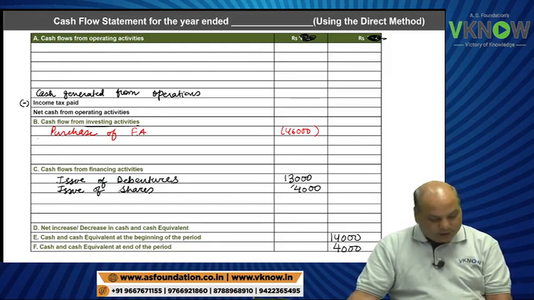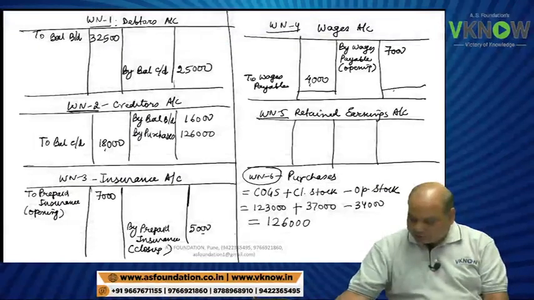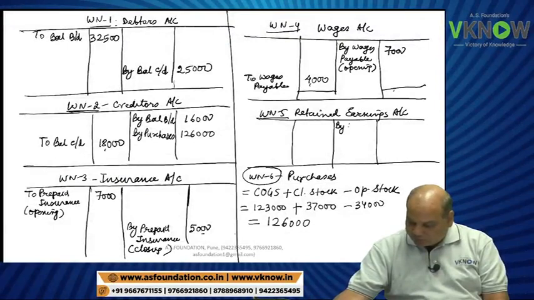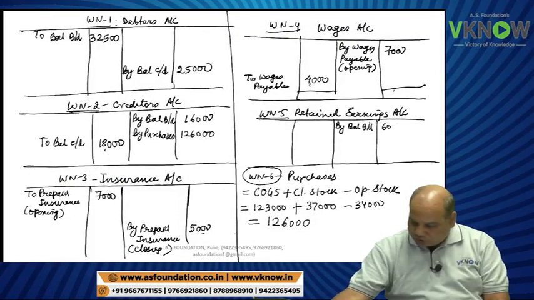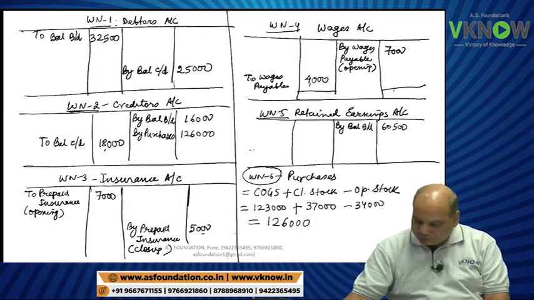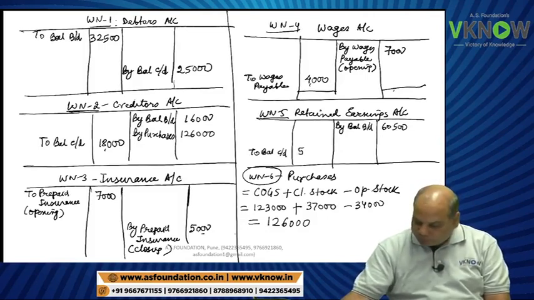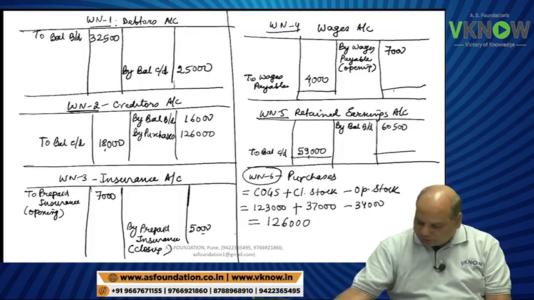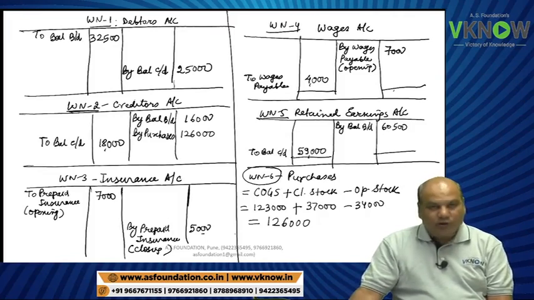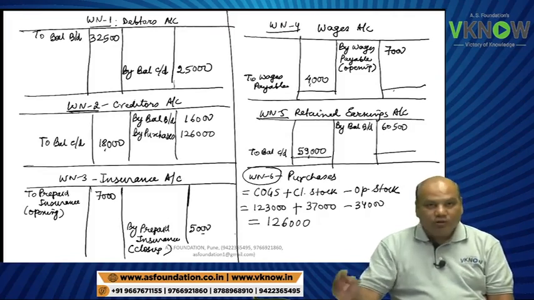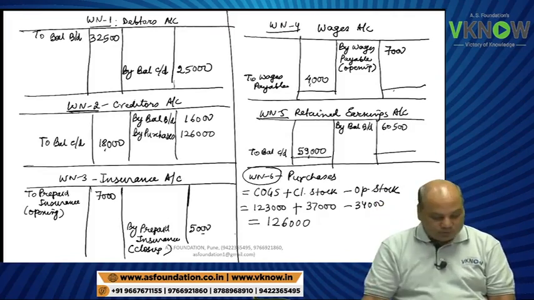Retained earning, we have a separate ledger. By balance brought down 60,500. Working note 5, debit side, last line, to balance carried down 59,000. This completes our balance sheet. Now come to the P&L account.